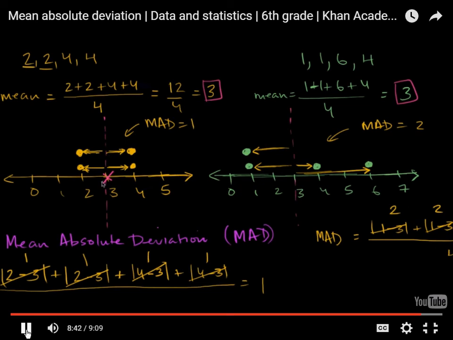And that makes sense. They have the exact same means. They both have a mean of 3, but this one is more spread out. The one on the right is more spread out because on average, each of these points are 2 away from 3, while on average, each of these points are 1 away from 3. The mean absolute deviation on this one is 1. The mean absolute deviation on this one is 2. So the green one is more spread out from the mean.